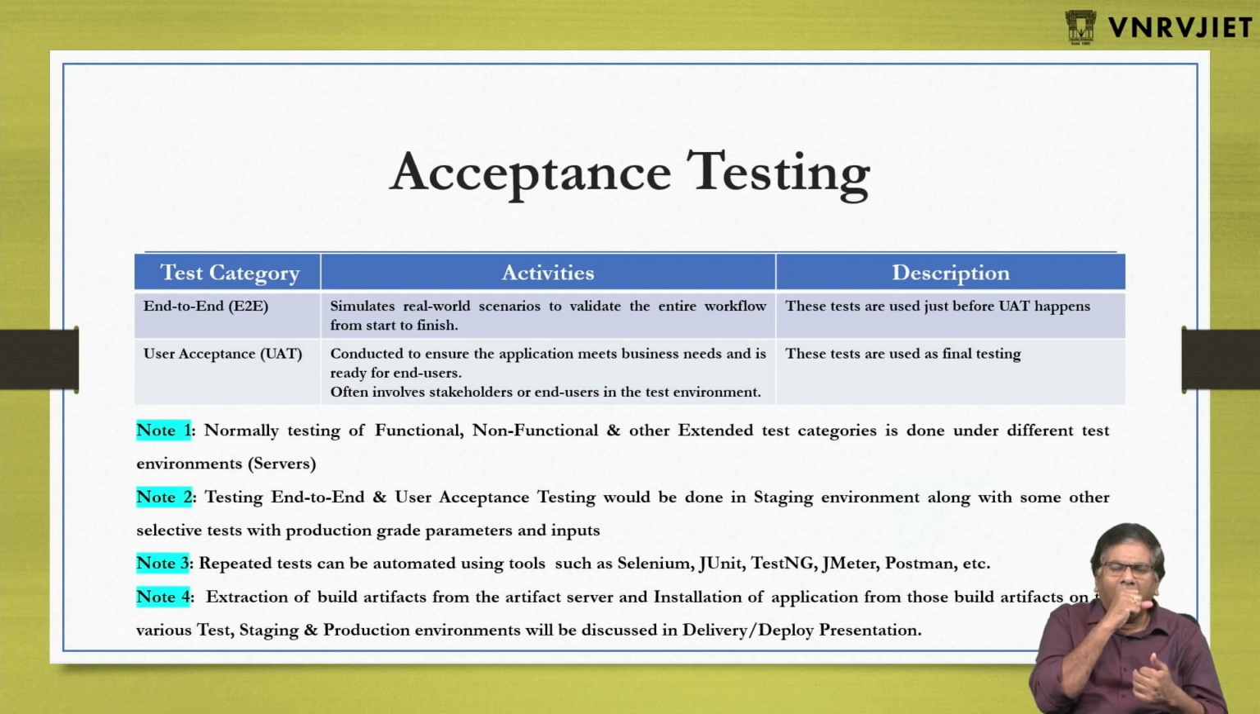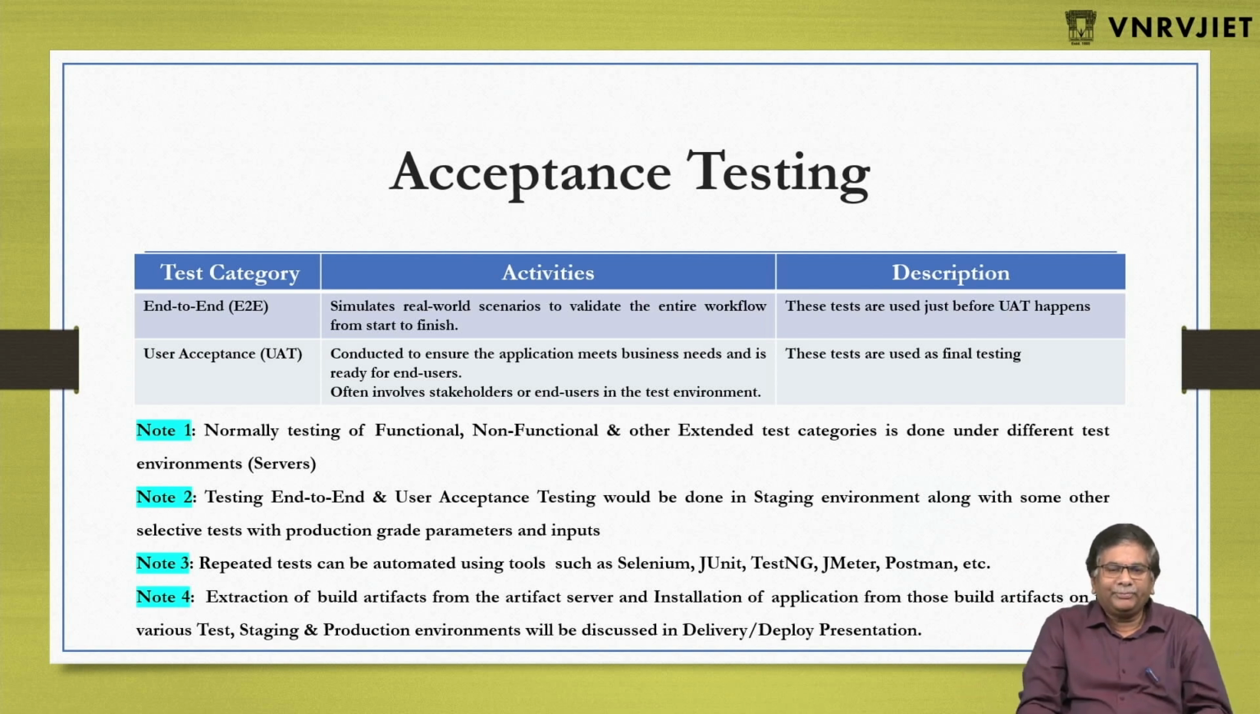End-to-end tests and user acceptance testing are conducted to ensure that the application meets the business needs and is ready for end users. They often involve stakeholders or end users in the test environment. So basically, like I said, there is a QA team, but not part of the engineering. They are part of the product development team or customer team, something like that.